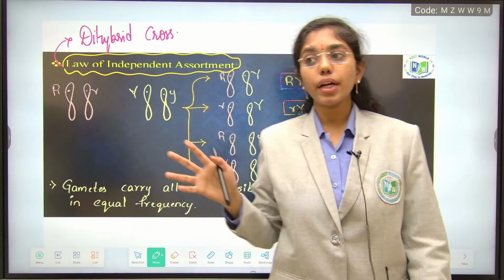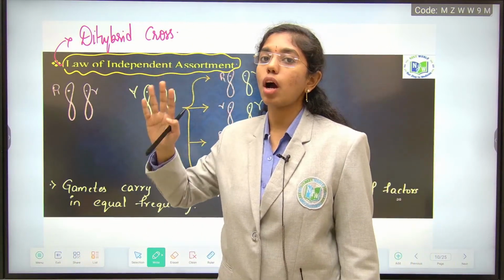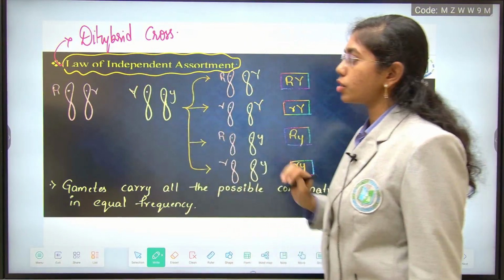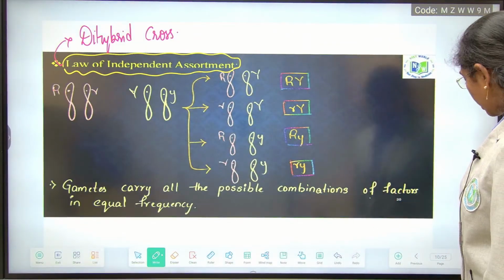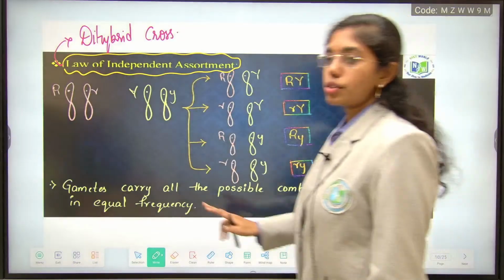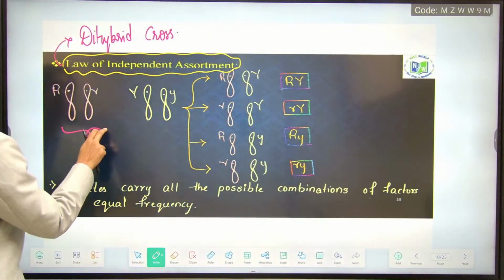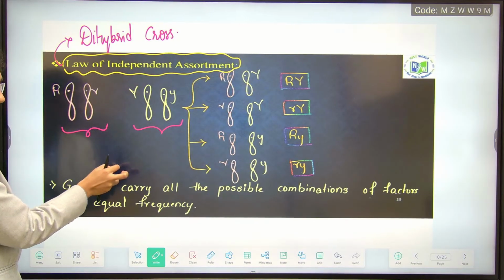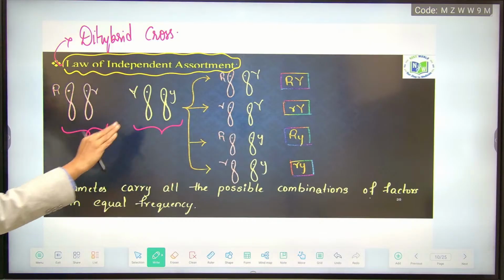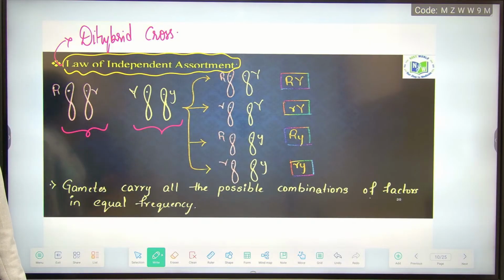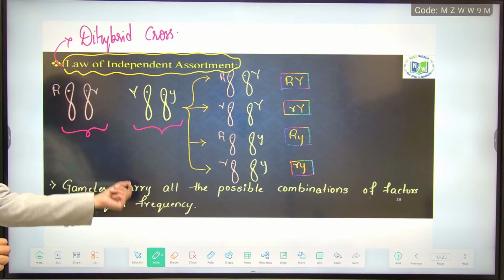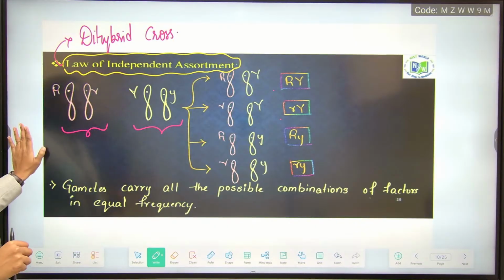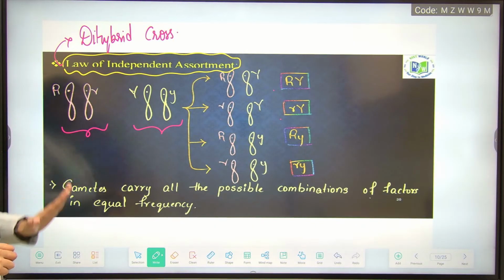From the dihybrid cross, the law which is derived is the law of independent assortment. What is this law stating? When two characters are crossed, the inheritance of one pair of alleles is independent of the other pair of alleles. That is what is given in the law of independent assortment.